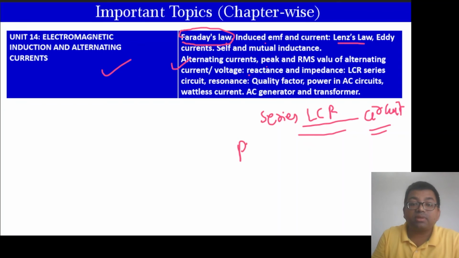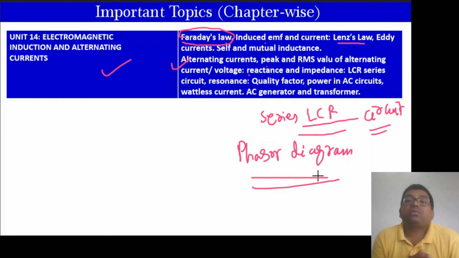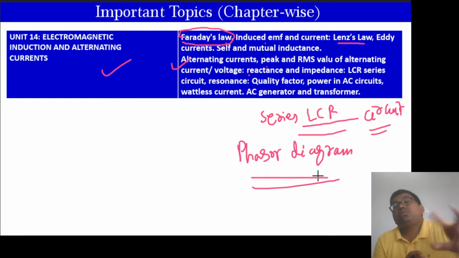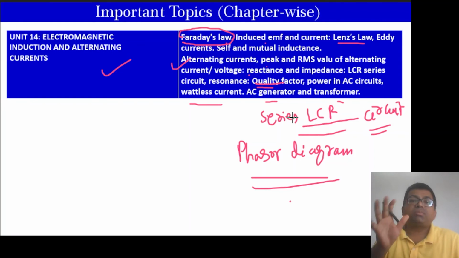There is a very important concept of phasor diagram because everything depends on phasor diagram in this chapter. So you learn the technique of solving problems using phasor diagram. You can use it for series LCR circuit, even in parallel circuit it can be applied. Then formulas for resonance, quality factor, sharpness of resonance, these are important. Then transformer is just a very small topic, and it is just one or two formulas are there.